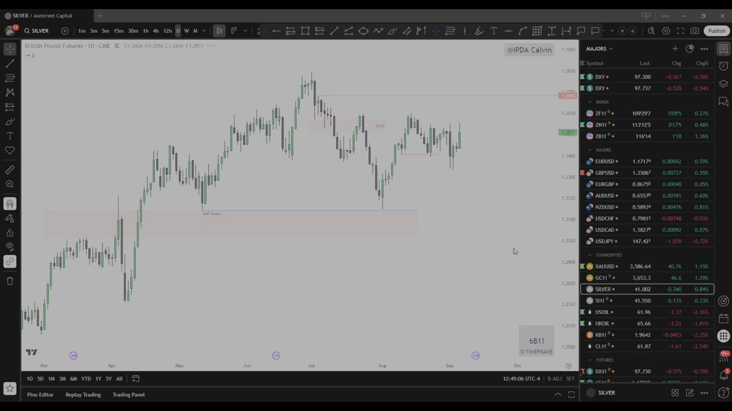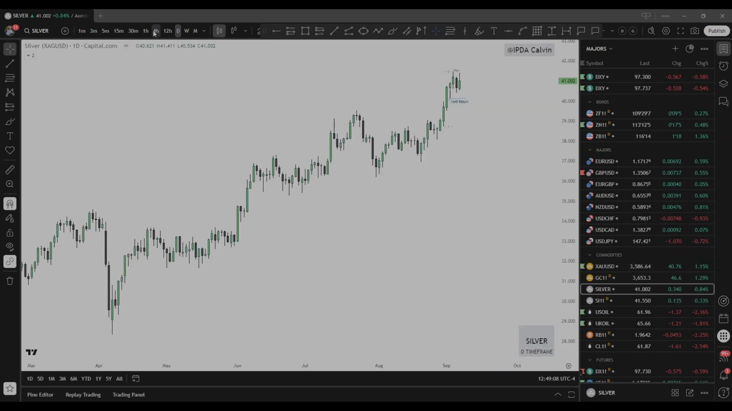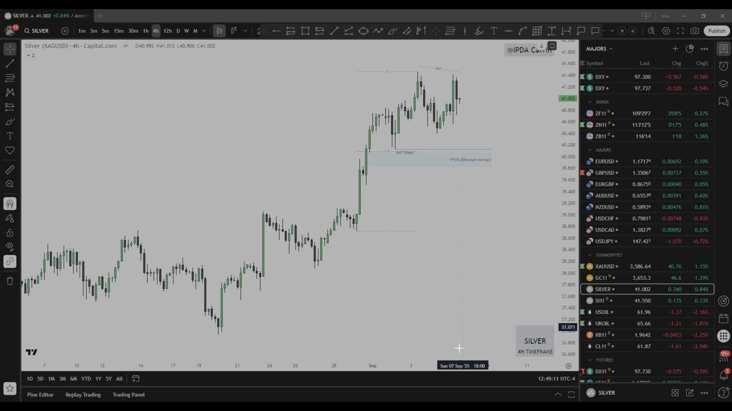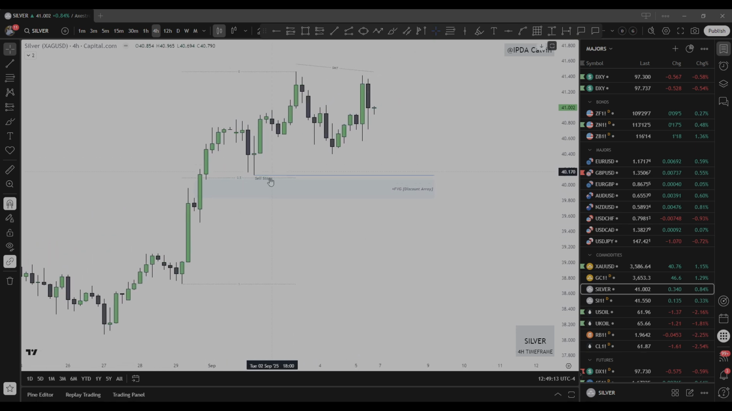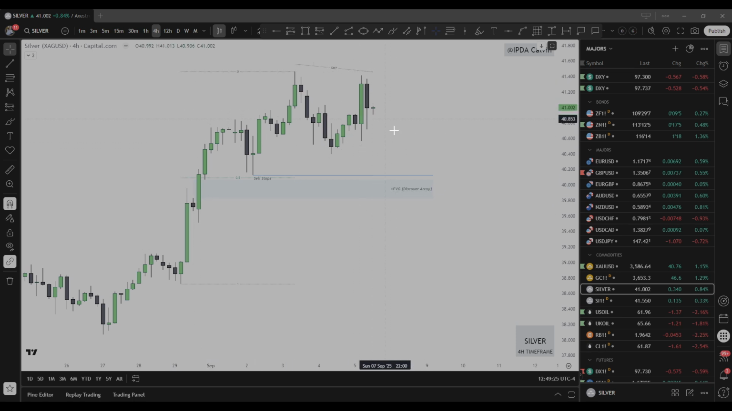Then we can take a quick look at silver, guys. Silver and gold is really interesting to me, and my bias has been bearish since last week. I want to see the market order pair this low, swing low, swing high. I want to see this as a key level for the market to trade below the sell stops down here into this inefficiency, and I would really like to see the market do so.